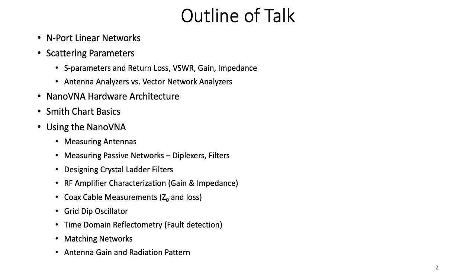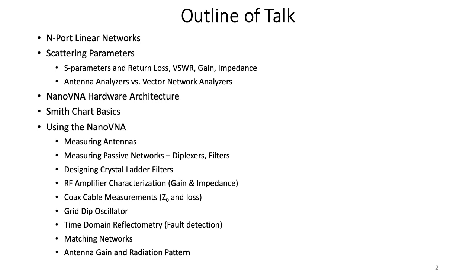an unknown segment of cable or its loss versus frequency, using a NanoVNA as a grid dip oscillator, in other words, a tool for measuring the inductance or capacitance of an unknown device in a tuned circuit. Time domain reflectometry, using the Nano as a fault detector, in other words, determining where a break might be in a coaxial cable using the Nano.